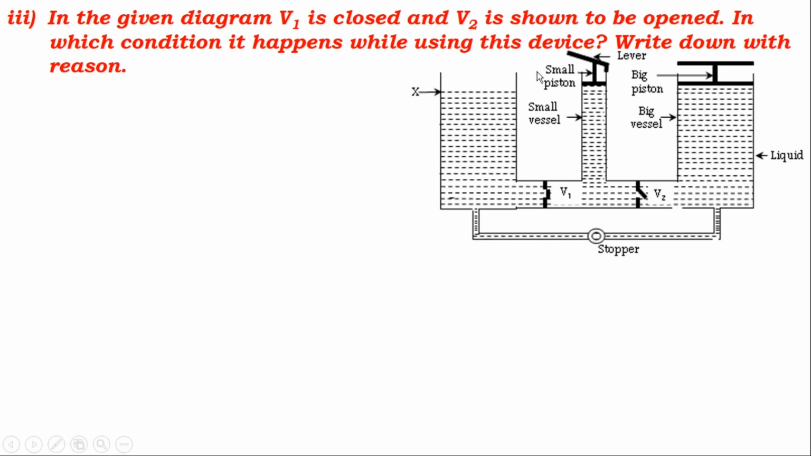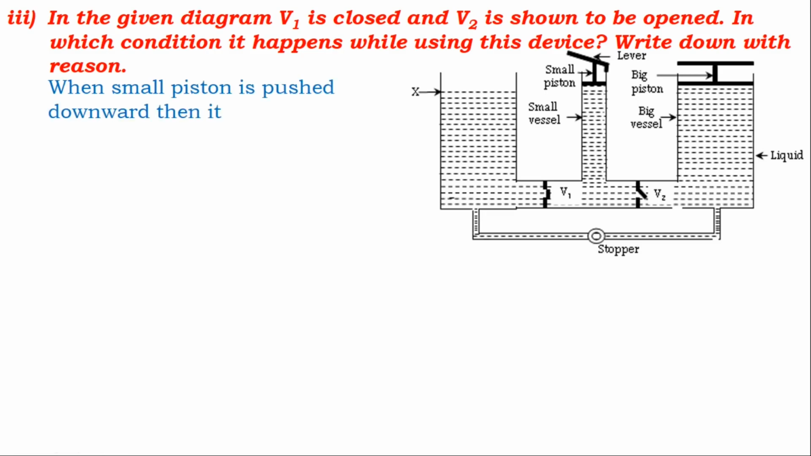Now it's very simple. When we apply force on this small piston, it exerts pressure in this liquid, and the same pressure transmits to both the sides, reservoir side and towards this big vessel also. But because of the pressure of liquid, V1 remains closed because it cannot open towards this side, left hand side. It is designed in such a way that it can open towards right hand side only. That's why this pressure closes the valve V1, but the same pressure opens the valve V2 and liquid flows towards V2. So we have to write the answer this way.